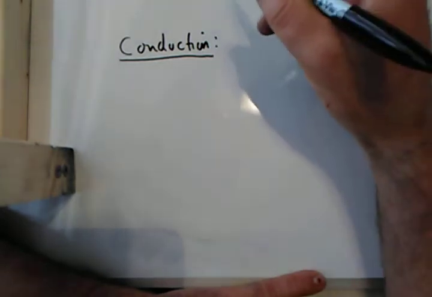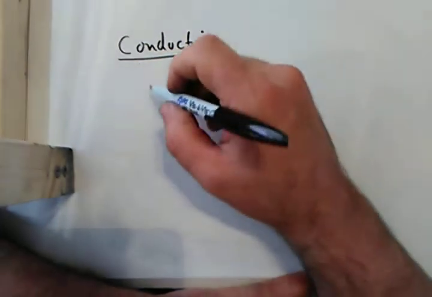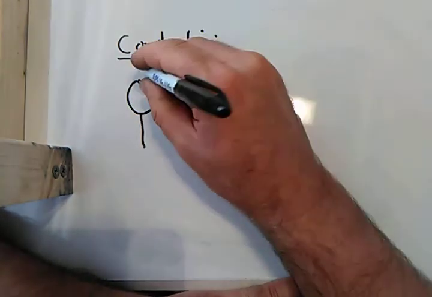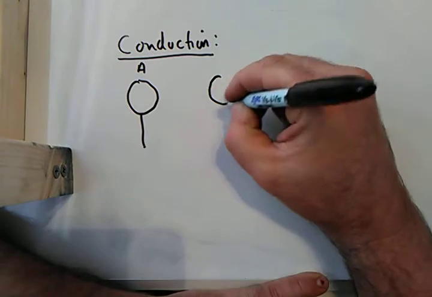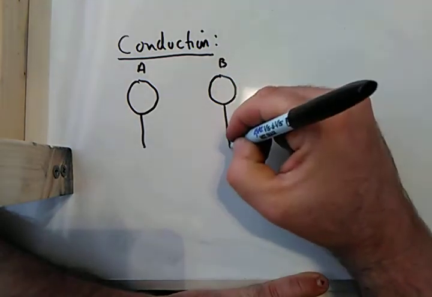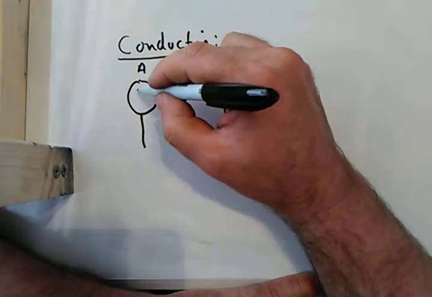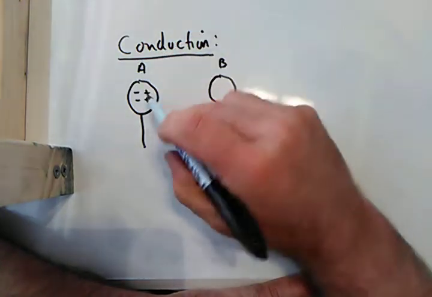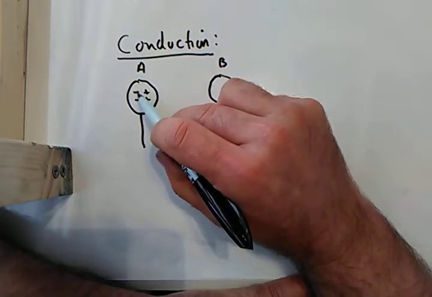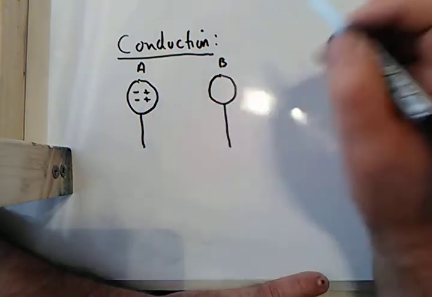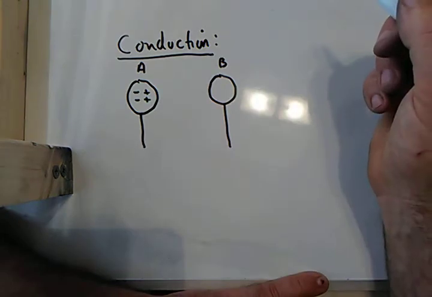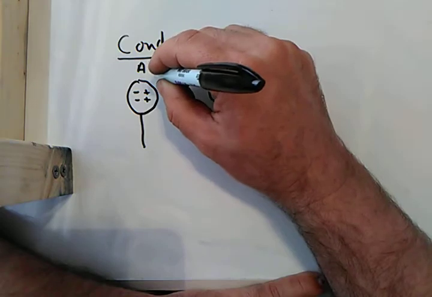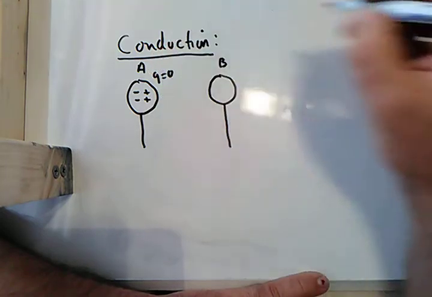So I'm going to give you a couple of simple examples. Let's say I've got sphere A and sphere B. I know that this is a neutral sphere because there are no net charges here, as I've got an equal number of electrons as I do protons. I'm going to make B so the charge Q is 0.